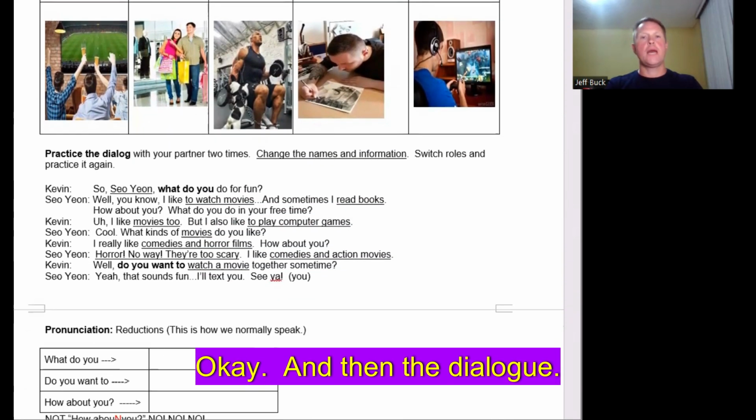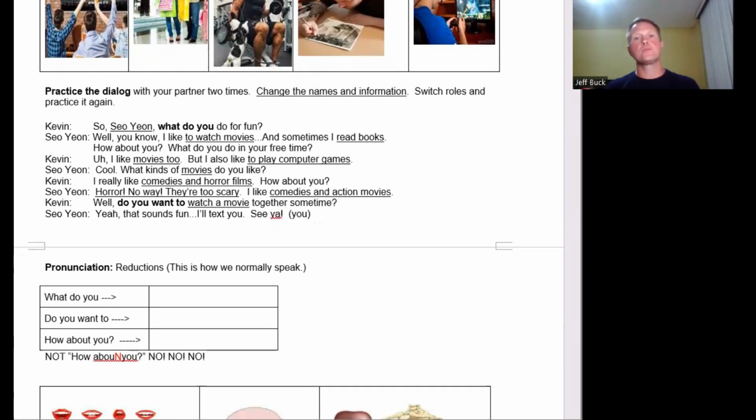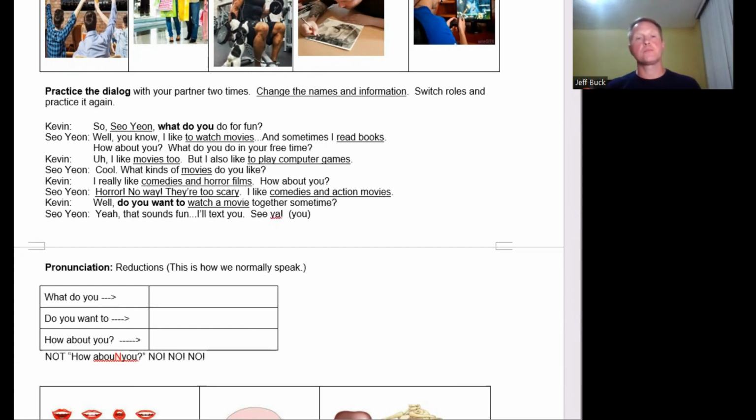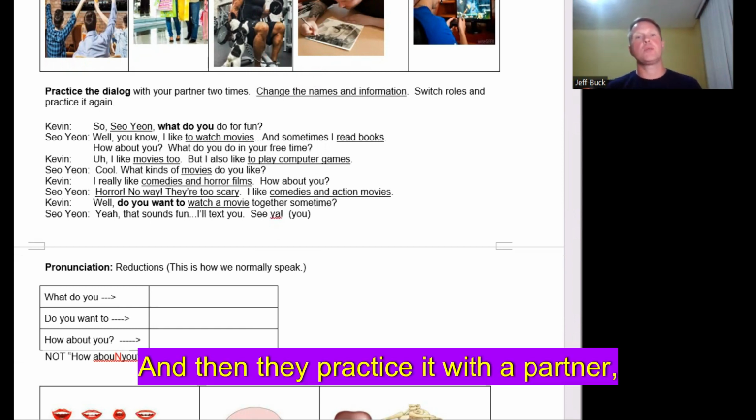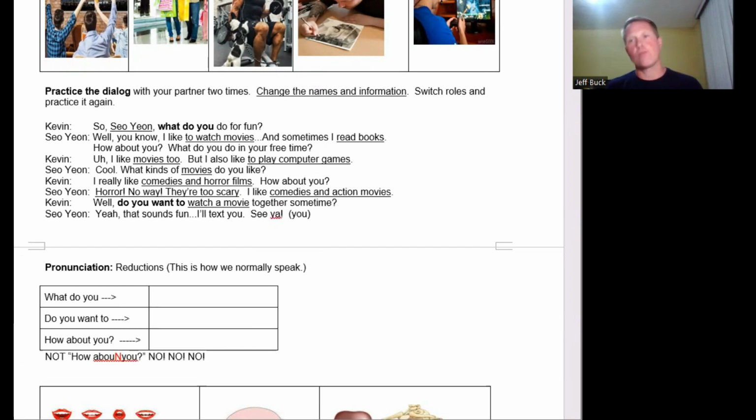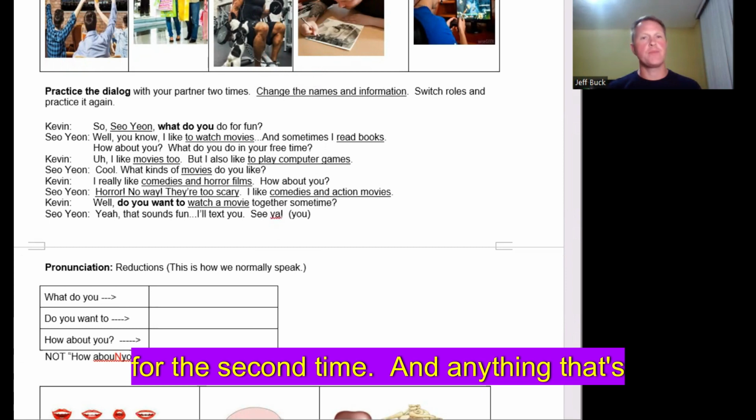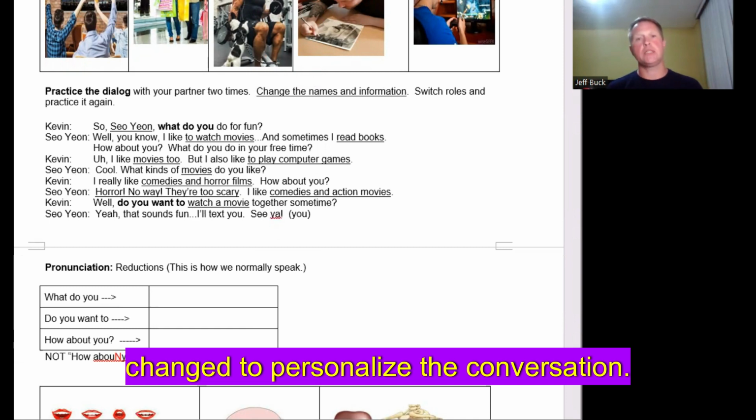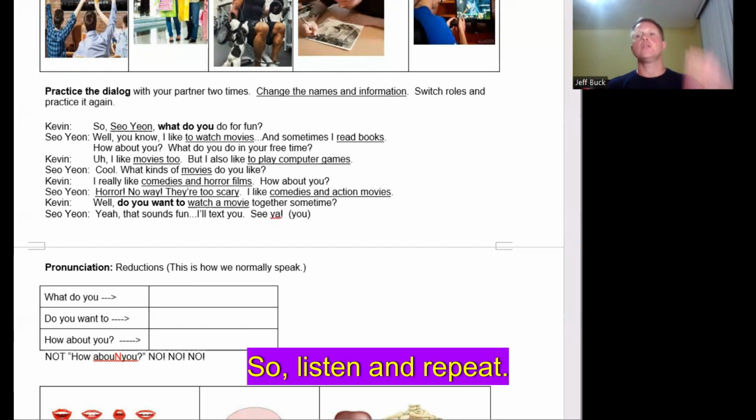Okay. And then the dialogue. So with my students, I have them listen and repeat, and then they practice it with a partner 2 times, switching roles for the second time, and anything that's underlined, names, activities, etc., can be changed to personalize the conversation. So listen and repeat.